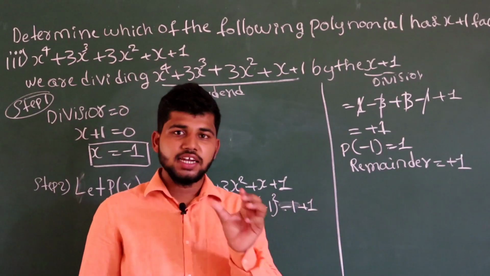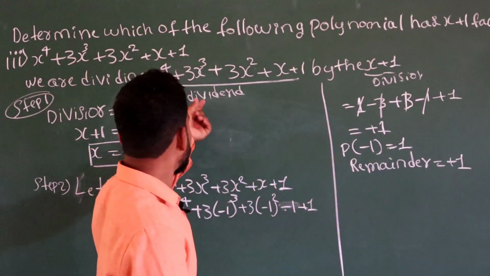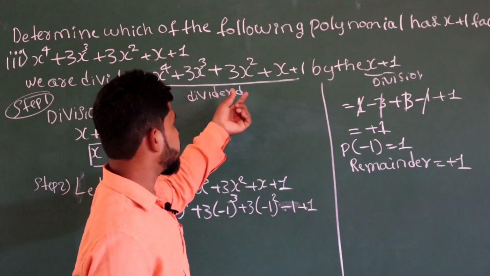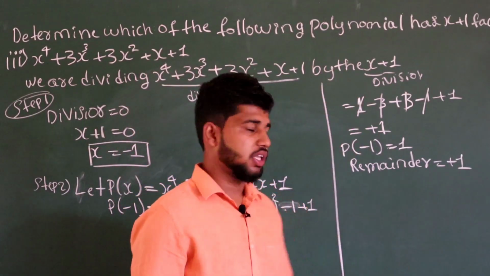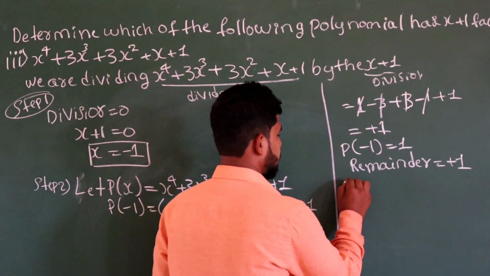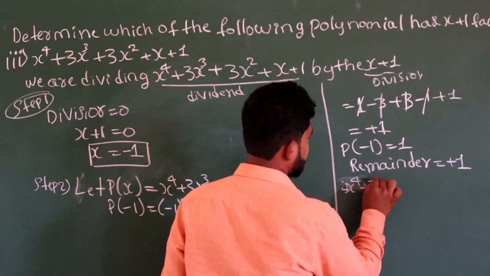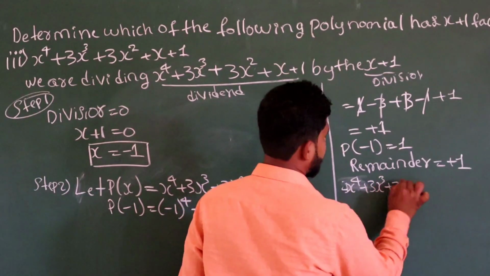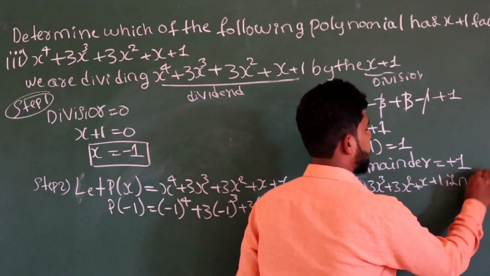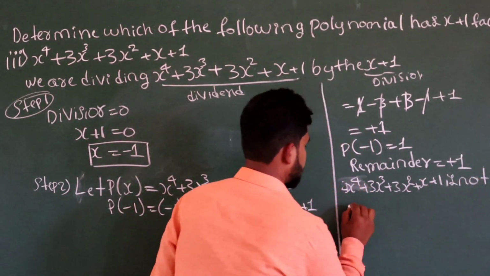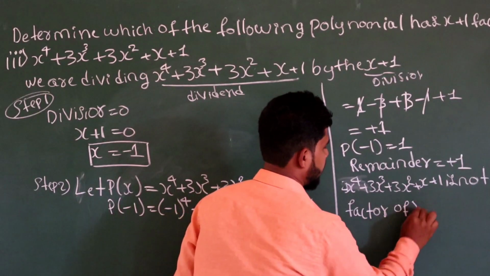If we get the remainder exactly equal to 0, then we can say that x plus 1 is a factor. But here the remainder we got is plus 1. Then we can say that x raised to 4 plus 3x cube plus 3x square plus x plus 1 is not a factor of x plus 1.